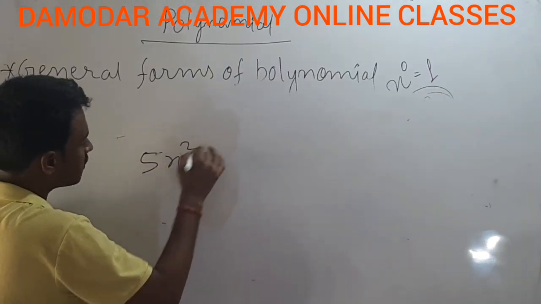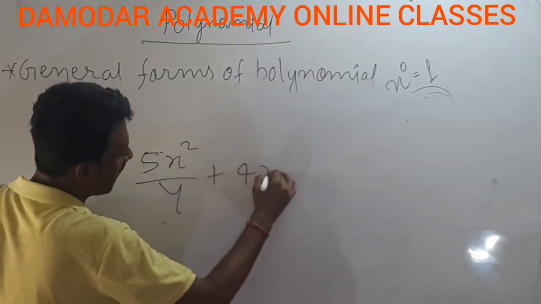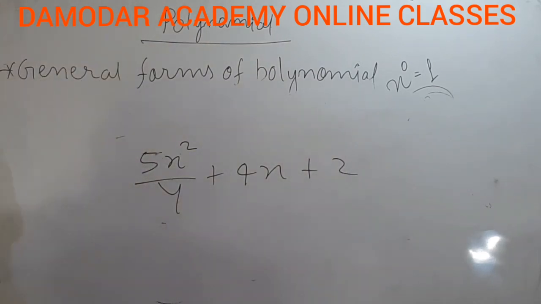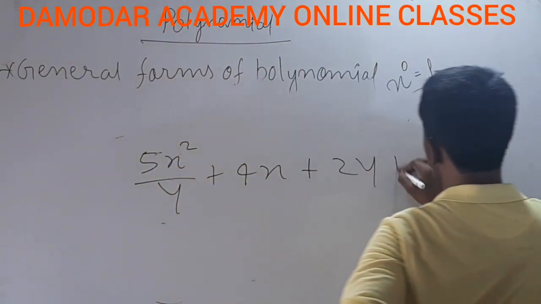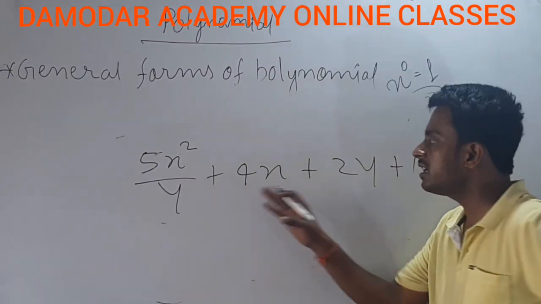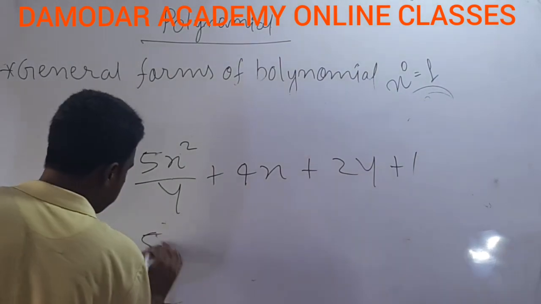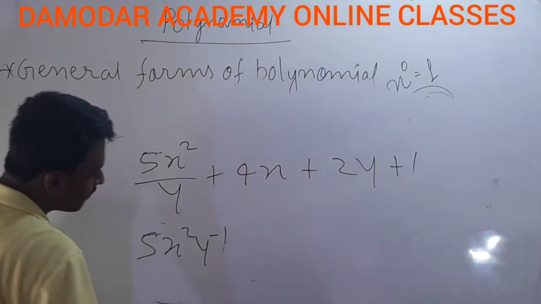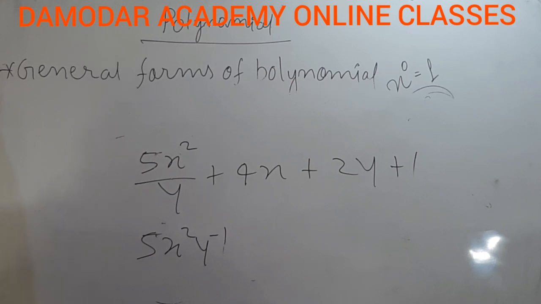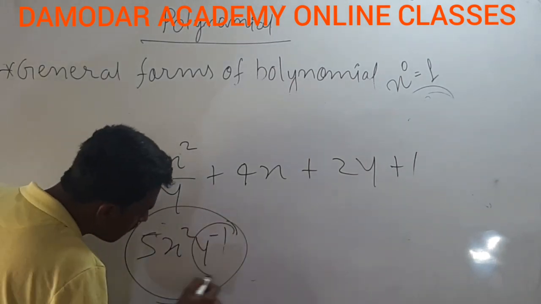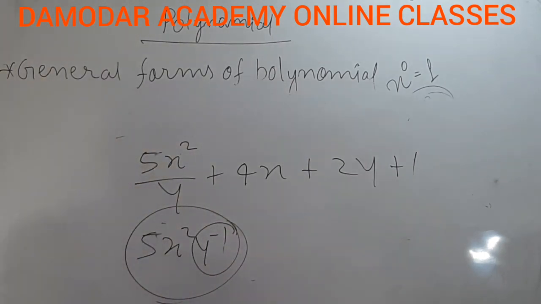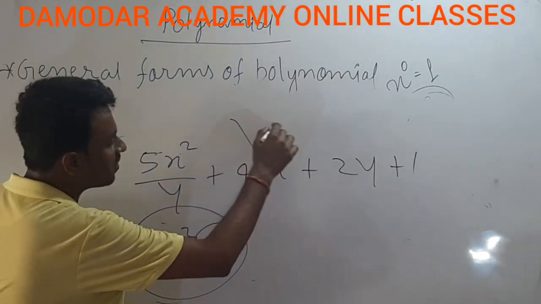अब देखो 5x² बाई y प्लस 4x प्लस 2y प्लस 1, इसको क्या करोगे सबसे पहले चेक करोगे कि ये पॉलिनोमियल है कि नहीं है। ठीक है, तो जब चेक करोगे तो इसको कैसे लिख सकते हो 5x² y raised to power -1, और यहां पे देखो वेरिएबल का पावर क्या है, यहां पे y के केस में -1 है, जो कि कभी पॉसिबल नहीं होता फॉर द केस ऑफ पॉलिनोमियल। That means this is not an algebraic expression.